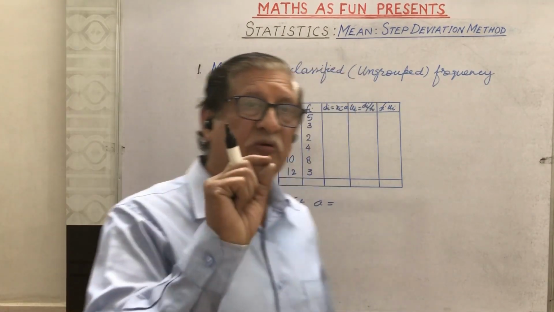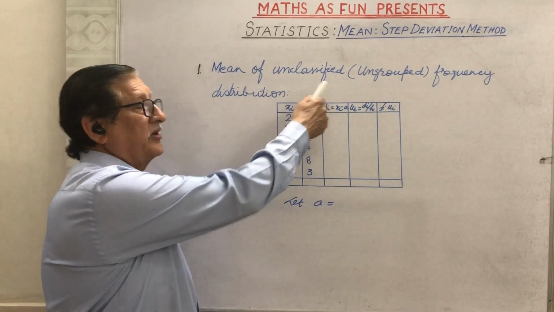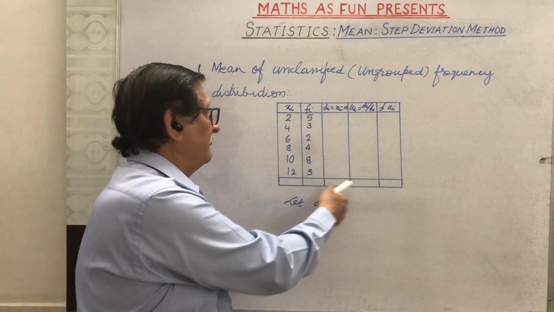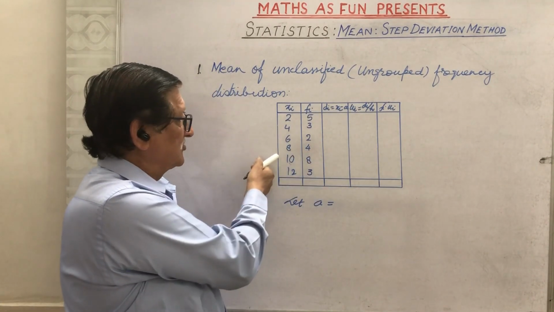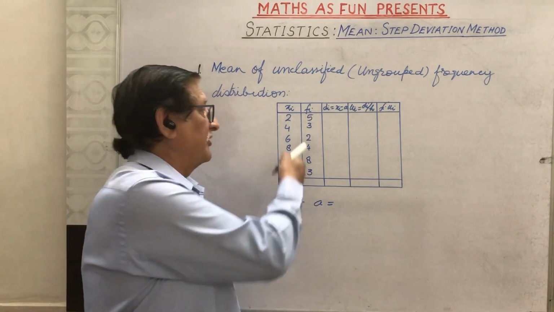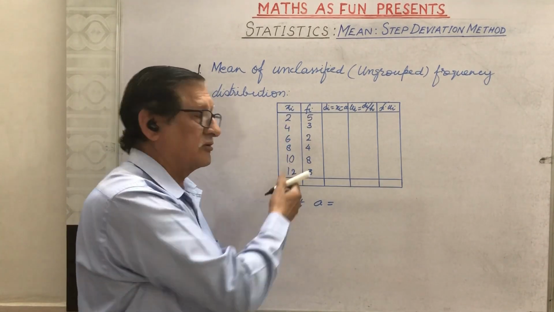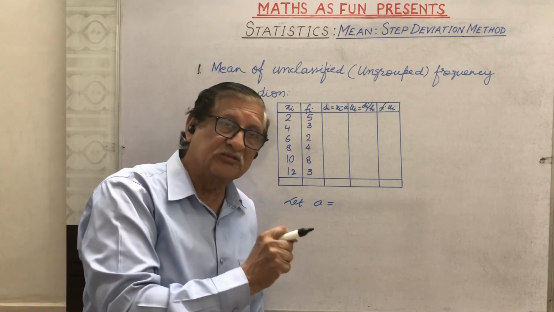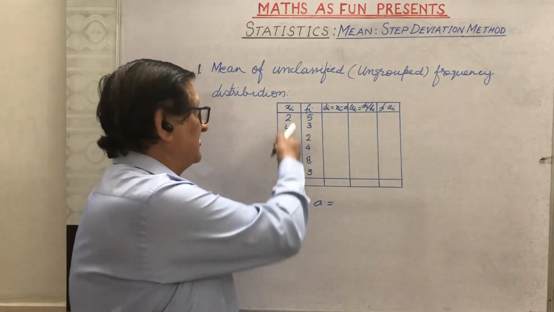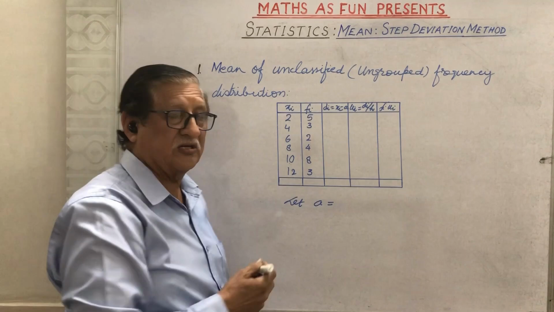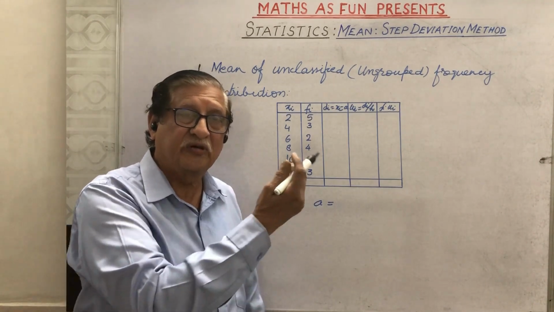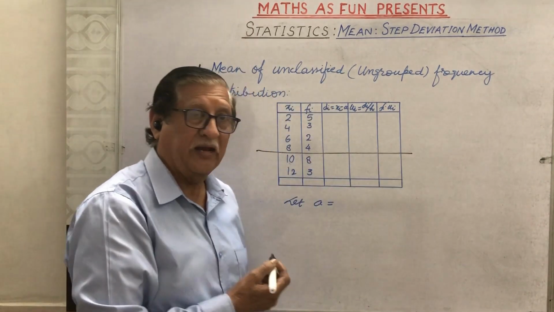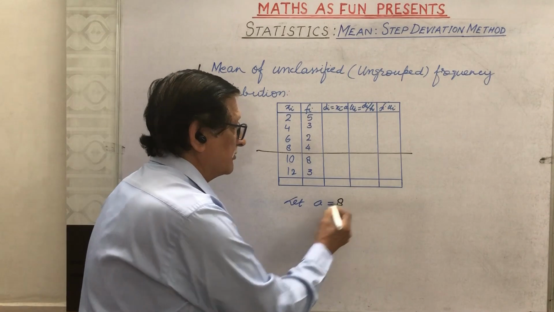The first example we are going to discuss here is for the unclassified or ungrouped frequency distribution. The distribution table has been given as xi's are 2, 4, 6, 8, 10 and 12, and their frequencies are 5, 3, 2, 4, 8, 3 respectively. Now what we have to do? We have to consider a. Here from these xi's only, suppose we consider a as 8. We know that we take somewhere in the middle. 8 is the number and we underline it. And we write here let a be 8.